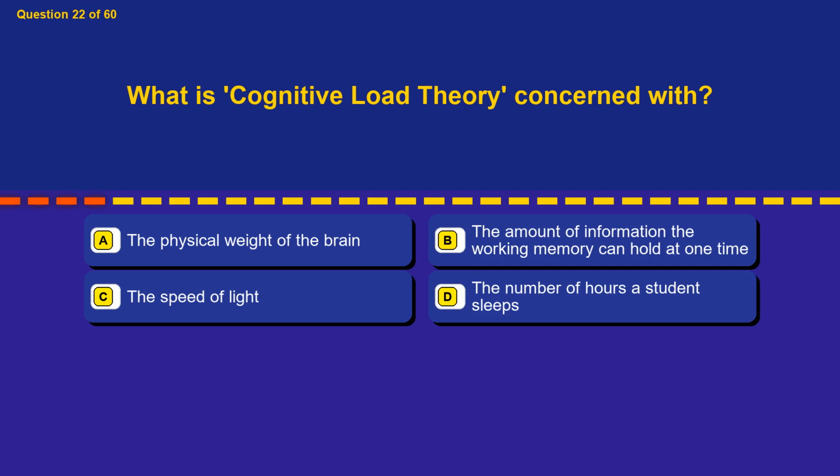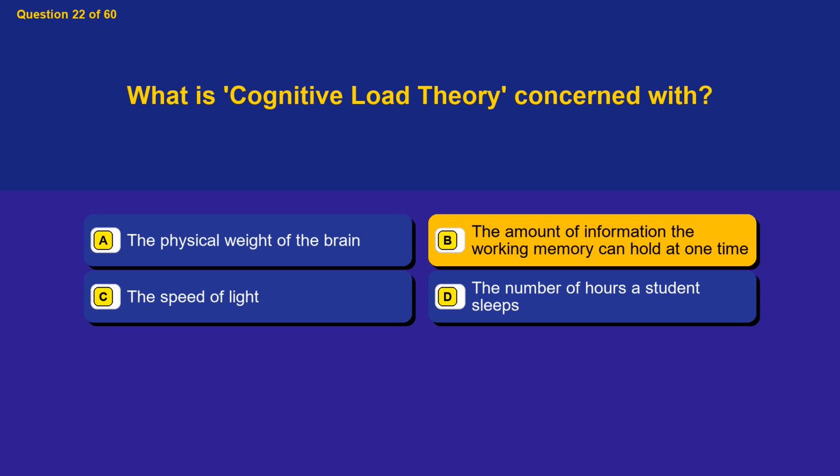Question 22. What is cognitive load theory concerned with? Option A. The physical weight of the brain. Option B. The amount of information the working memory can hold at one time. Option C. The speed of light. Option D. The number of hours a student sleeps.